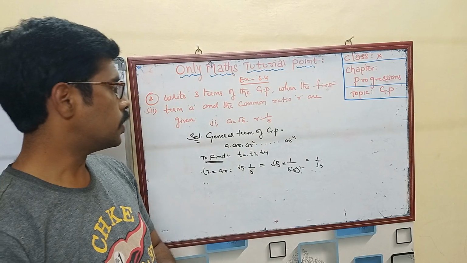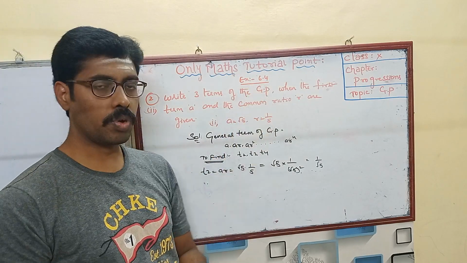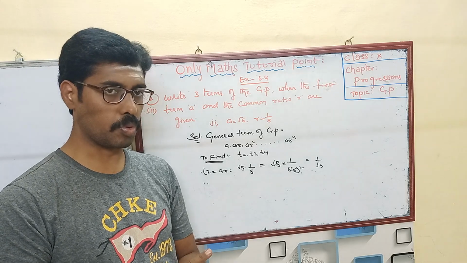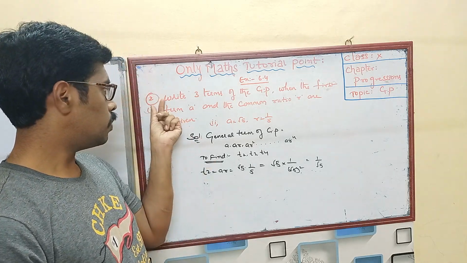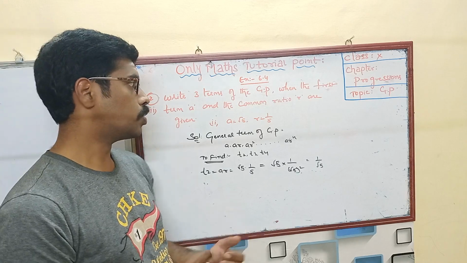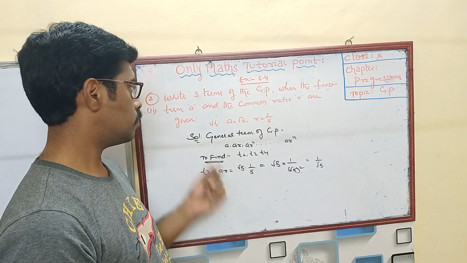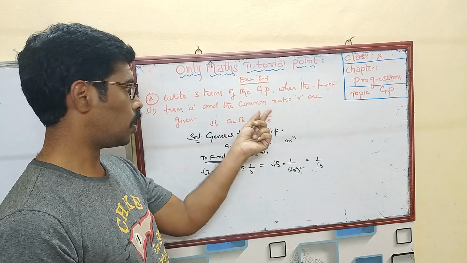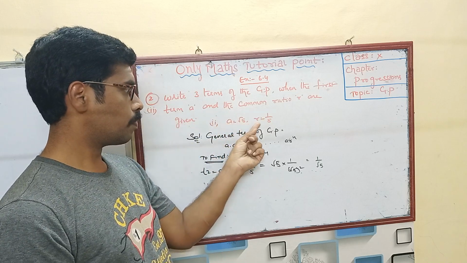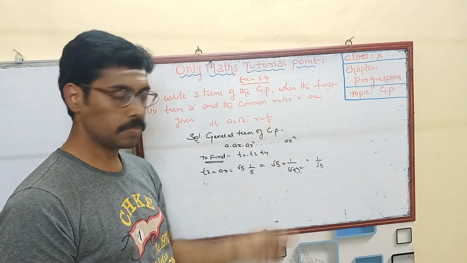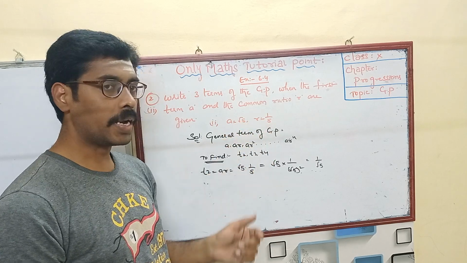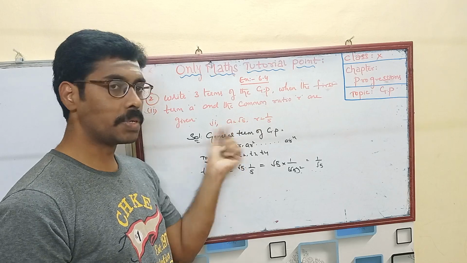Today we are going to discuss exercise 6.4 of class 10th chapter progressions, topic geometric progression. Second sum, second bit. What is given here? Write three terms of the GP when the first term, that is A, and the common ratio R are given. That is A is root 5, R equal to 1 by 5. So we need to find the next three terms for the GP series.